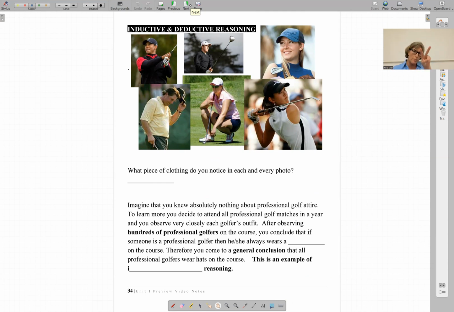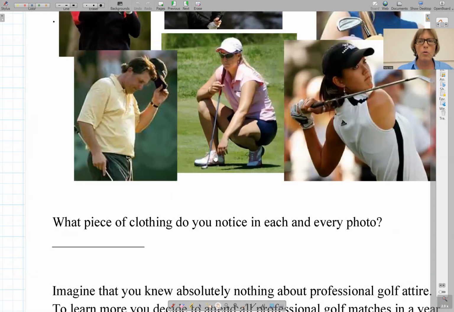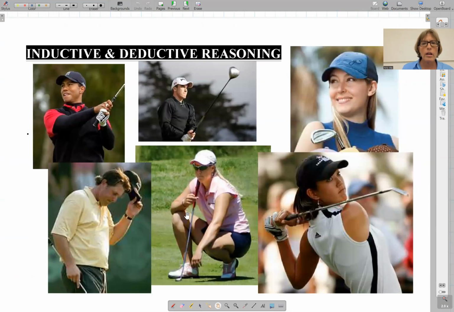There's also two primary types of logic: inductive and deductive reasoning. I want you to take a quick look here. These are all different pro golfers in action. Just kind of take a glance. And let's say you had the money to do it, you had the time to do it, hundreds and hundreds and hundreds of pro golf matches.